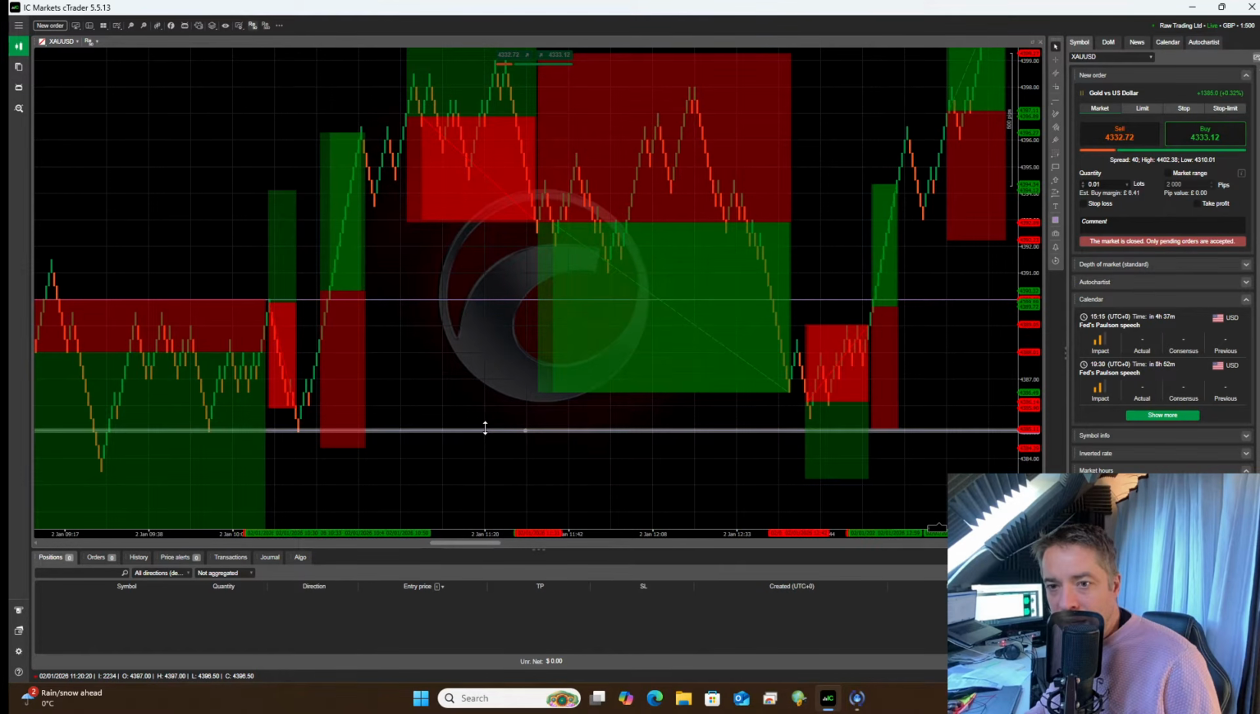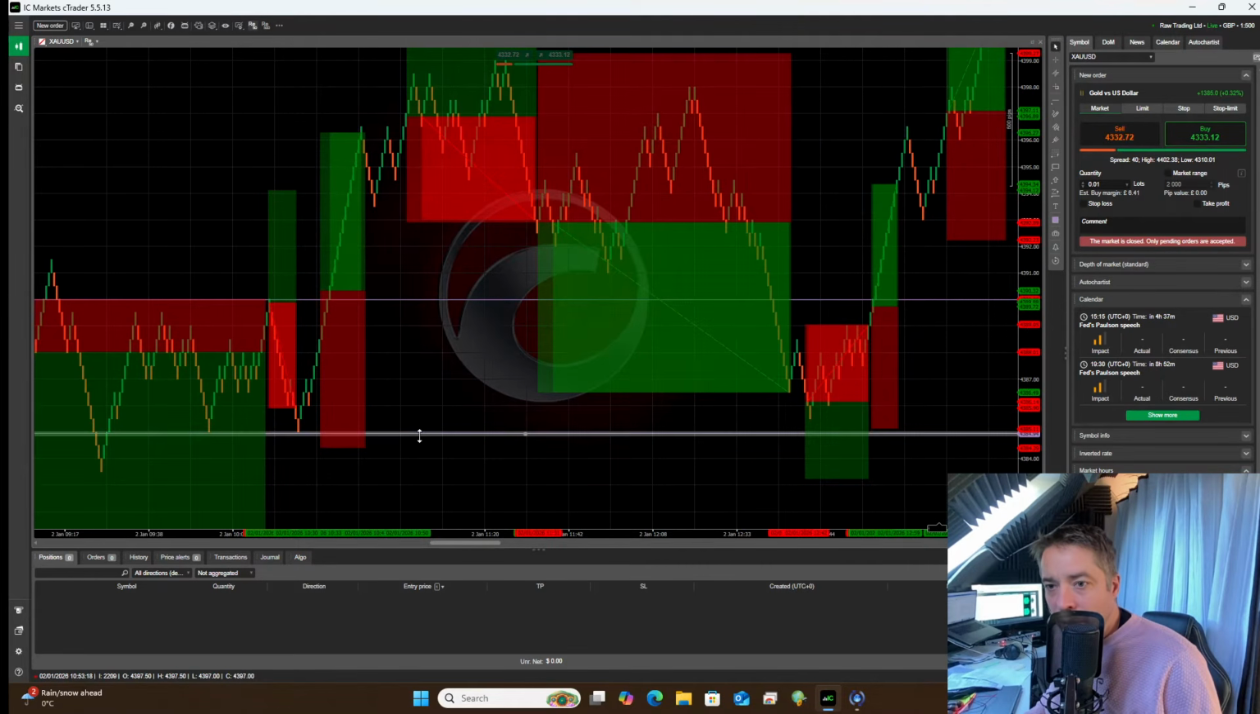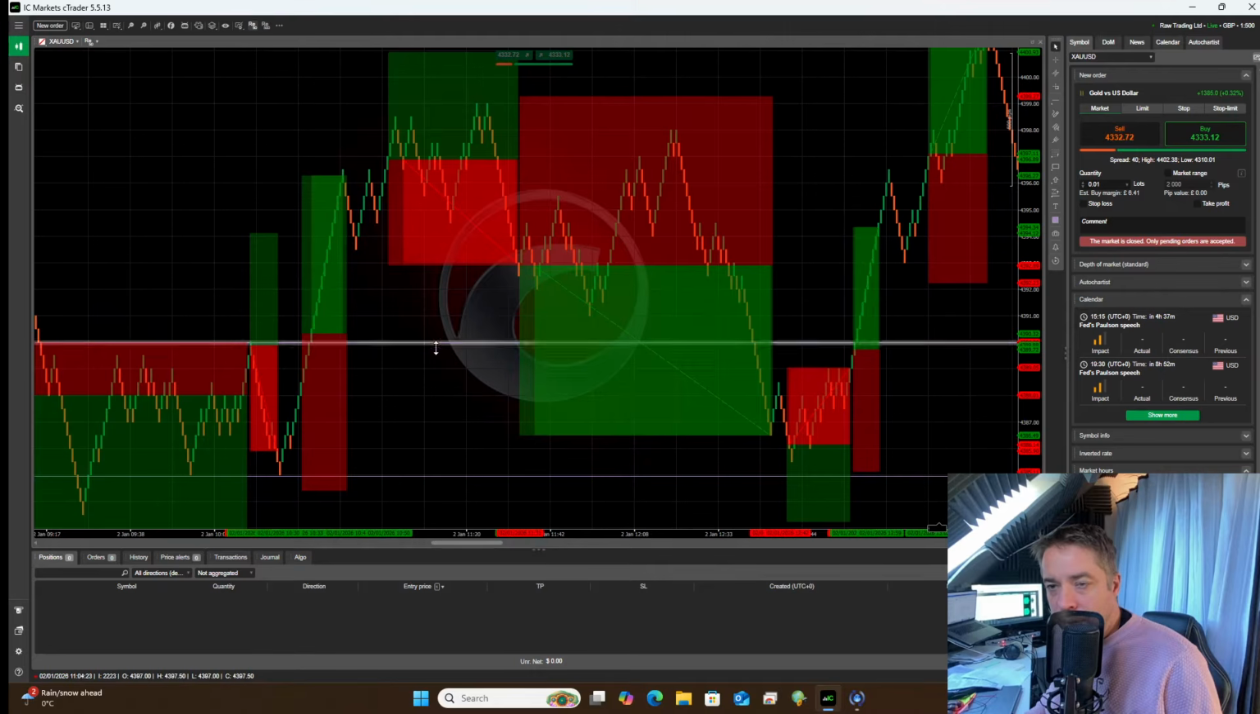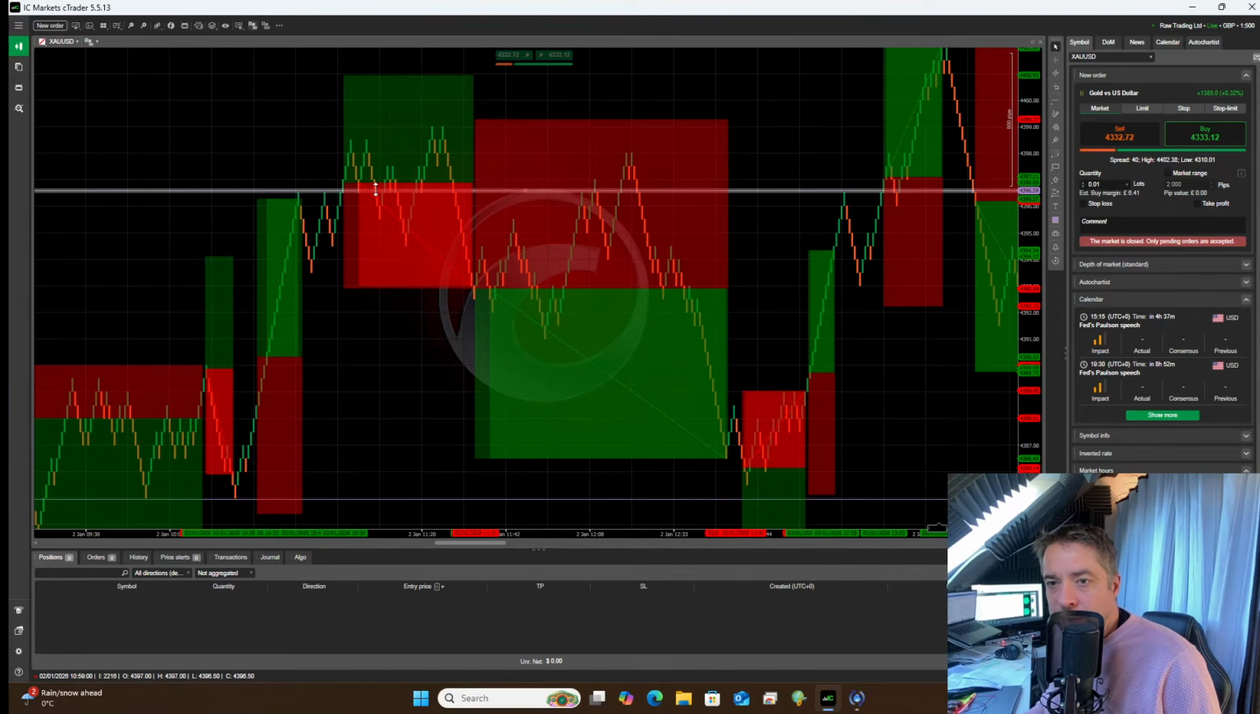That's our low down there. We come back up. We don't break any lower. We come up. We break our high here. So we enter long, where our stop loss will be at the low of this brick here, and we target a 1-to-1. That would win. And then up we go to this point here.